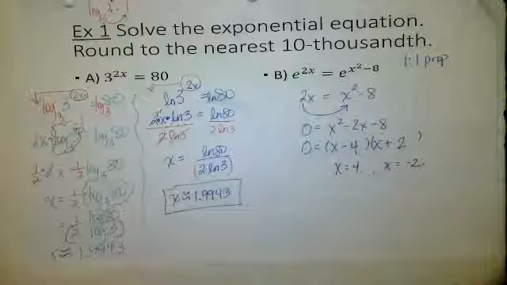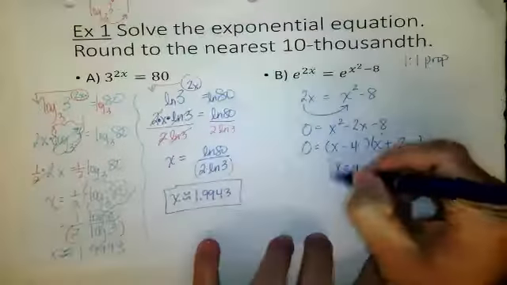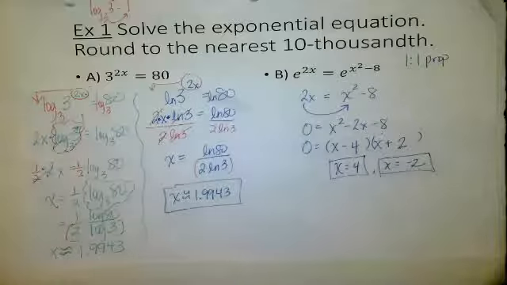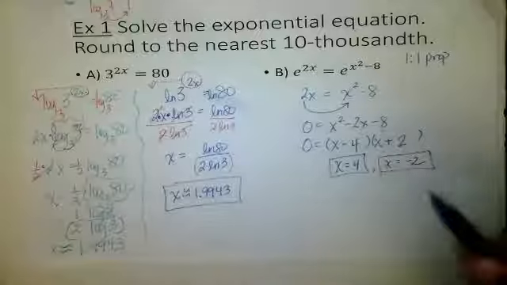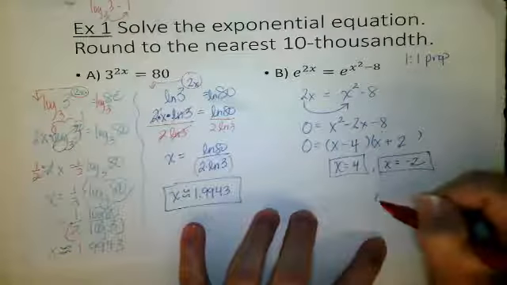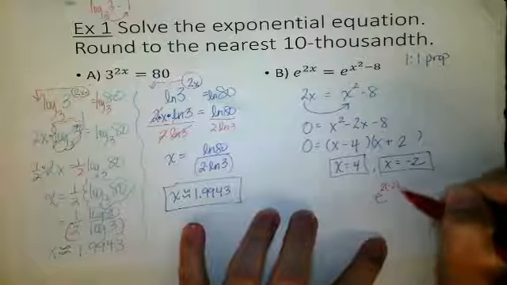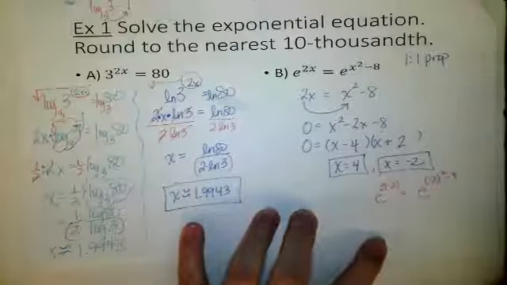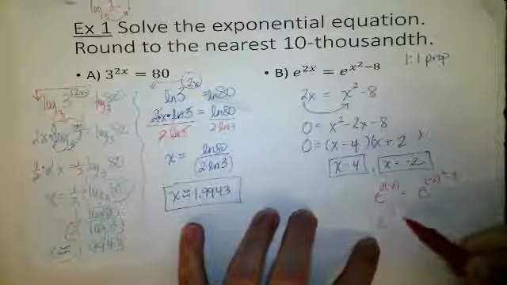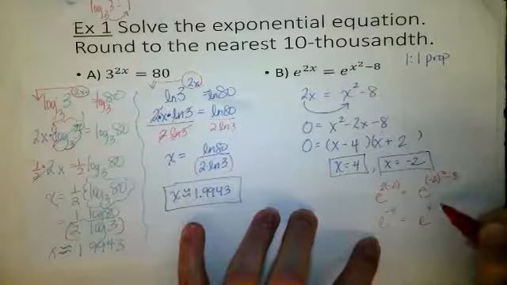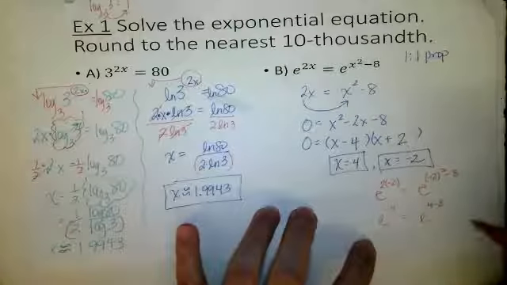Do they both work? It's always a good idea to check. They do both work. Are you thinking the negative 2 doesn't work? So e to the 2 times negative 2 should equal e to the negative 2 squared minus 8. This is e to the negative 4. Negative 2 quantity squared is 4 minus 8, which is negative 4.